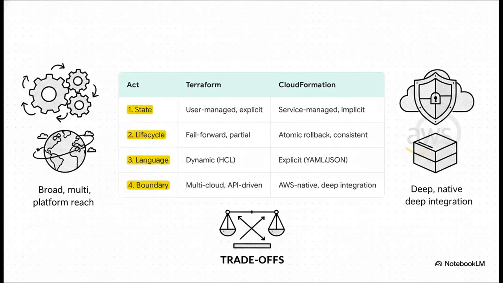This table really says it all. You can see the pattern, right? Down the Terraform column, the theme is user-managed control, flexibility, and a wide reach. Down the CloudFormation column, the theme is service-managed safety, consistency, and deep native integration. There really is no right answer here. It's just a series of very important strategic trade-offs.